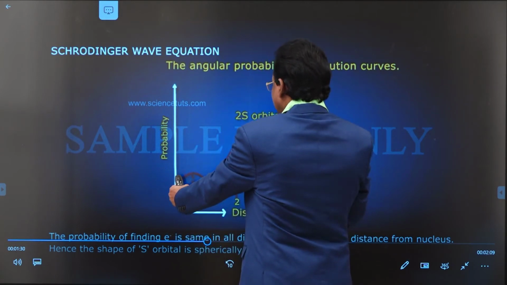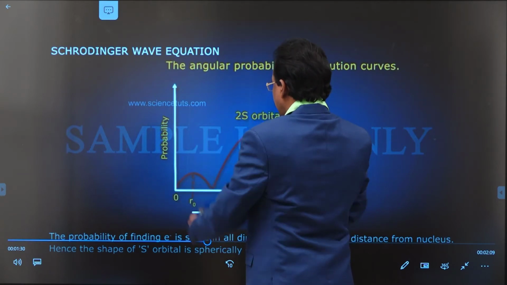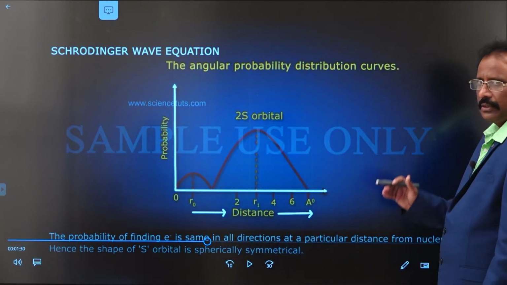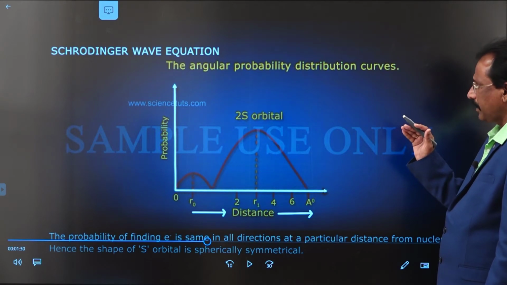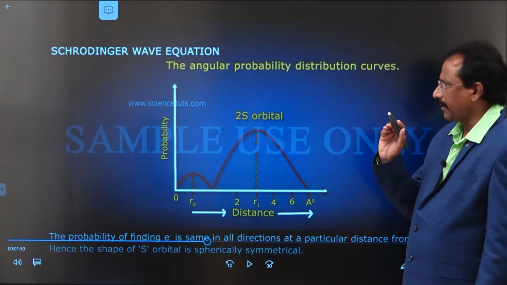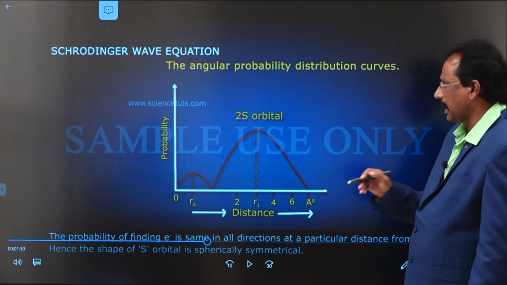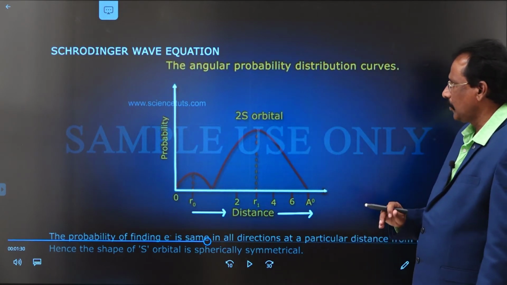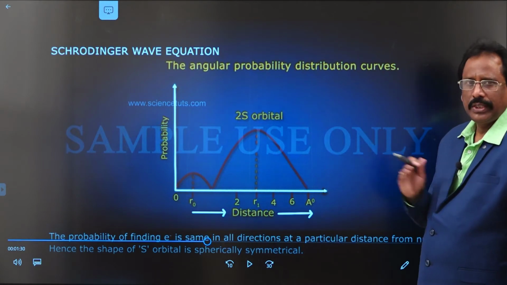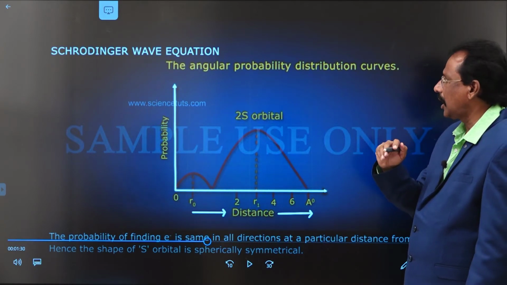Now assume like this. This is the radial distance for 2s orbital. Here the psi square value is maximum for 2s orbital. Now the shape is also spherically symmetrical. So the shape of 1s and 2s orbital is same, but the size of the 2s orbital is larger than the size of 1s orbital, because when principal quantum number value increases from 1 to 2, both size and energy of the orbital also increase.